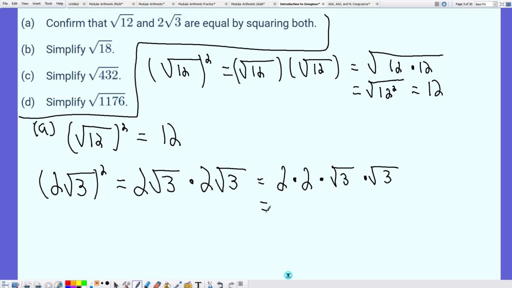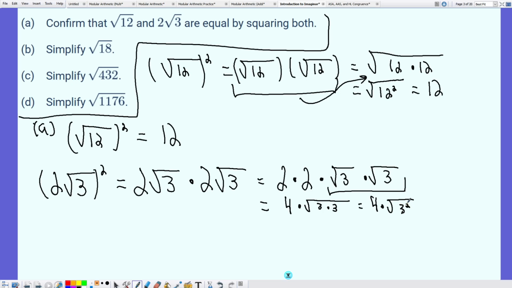Now, what that becomes: 2 times 2 we know is 4, and the square root of 3 times the square root of 3, much like how we did square root of 12 times square root of 12 here, and it became 12 times 12, we're going to get the same thing. It becomes 3 times 3, which becomes 4 times the square root of 3 squared. They cancel out the square root and the square, and we get 4 times 3, which is 12.